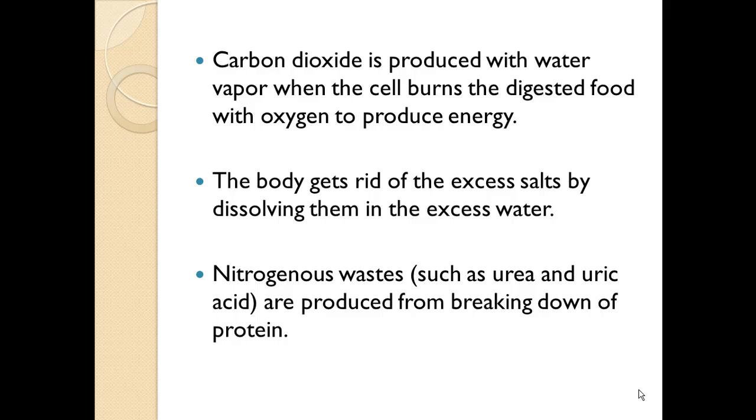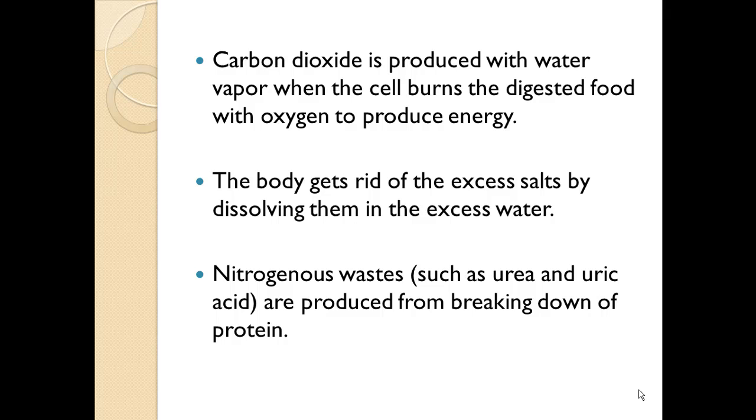The second type is excess salts and excess water. Well, what is the meaning of excess? Excess means extra, excess means more: the amount of salt or the amount of water that your body doesn't need. This is the second example of the excretory material.